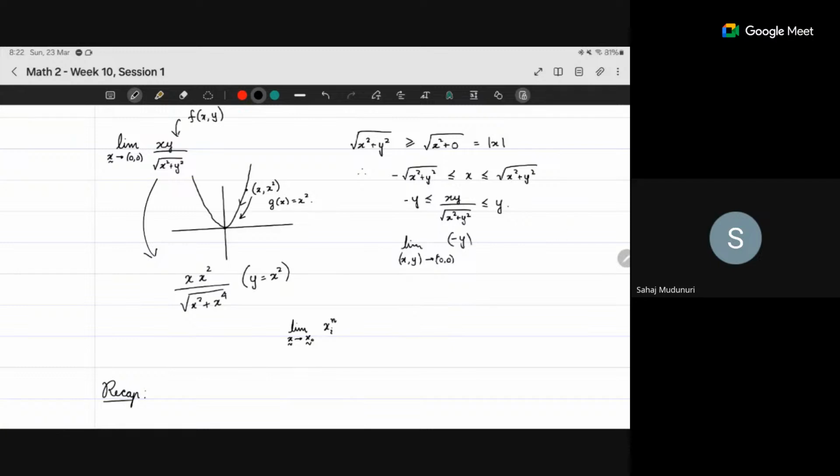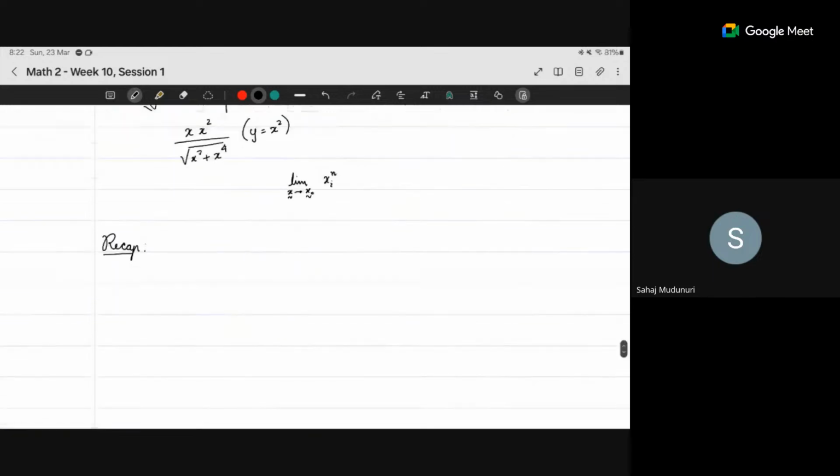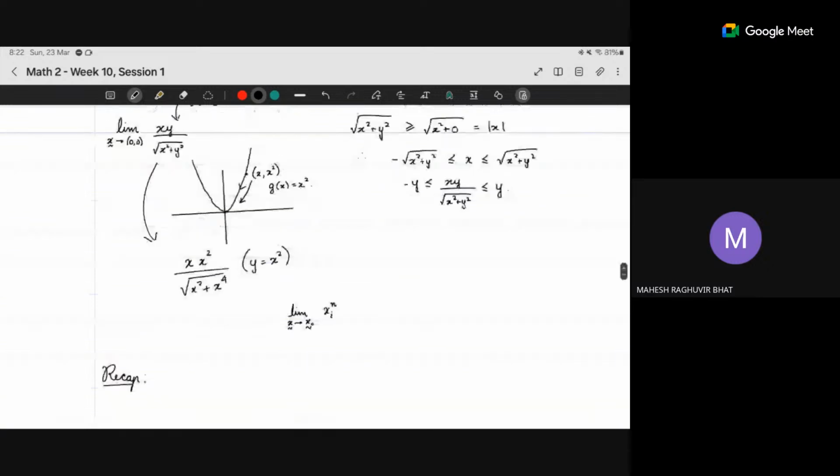Okay, sir. If the limits on both sides of the inequality are 0, then the limit of the center also should be 0. But it need not be 0. As long as both limits are equal, then the limit of the expression in the middle is also equal to that limit. How do you choose what is to be sandwiched?